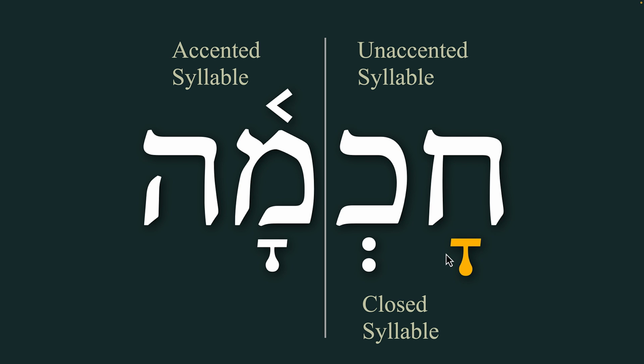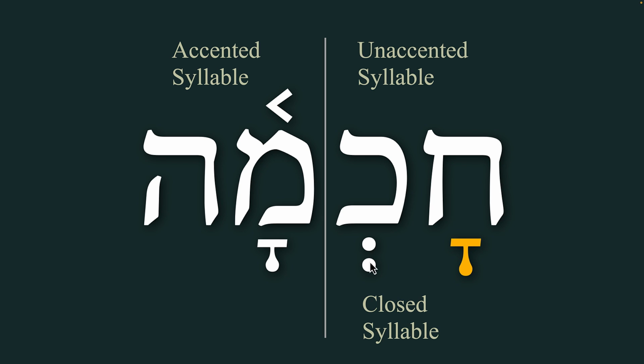Why do we treat this as a short vowel? Because these rules are a little bit cyclical, in the sense of which comes first. This is a closed syllable and it is an unaccented syllable. Therefore, it must be a short vowel. The question though is, why is this a closed syllable?